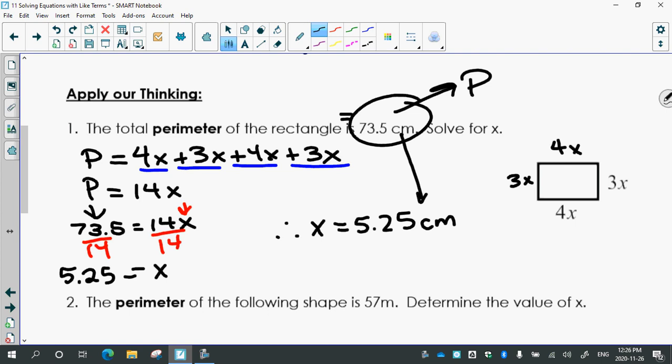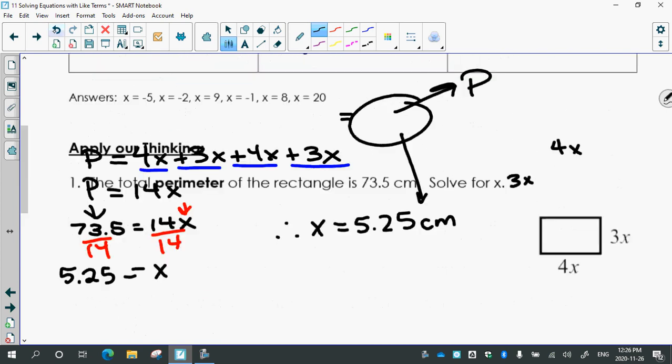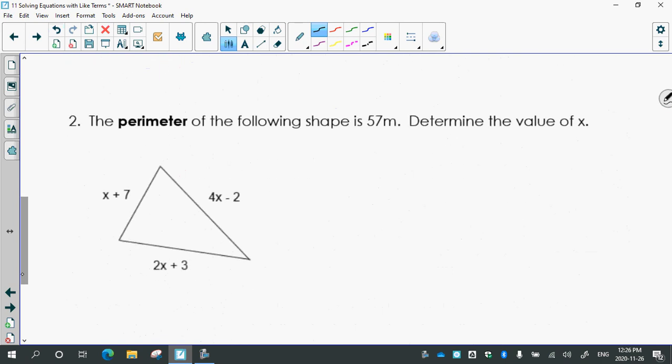All right, the next one, similar. The perimeter of the following shape is, so that means equals, perimeter is 57 meters. Determine the value of x. So this time we have a triangle. And to get the perimeter, based on yesterday, we would add the three sides together. Okay? So either add around to get the perimeter or select like terms to get the perimeter. So we gotta get the perimeter first.